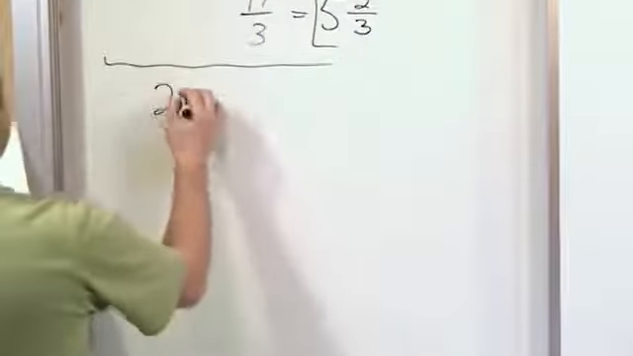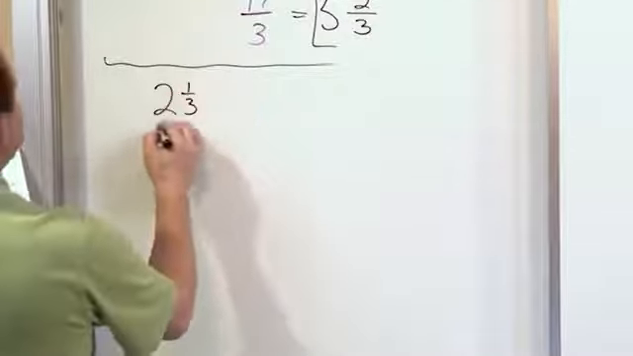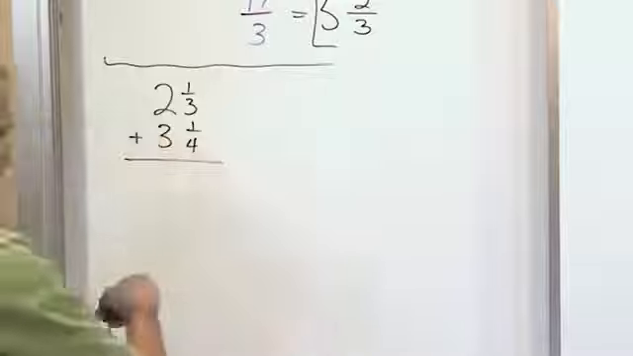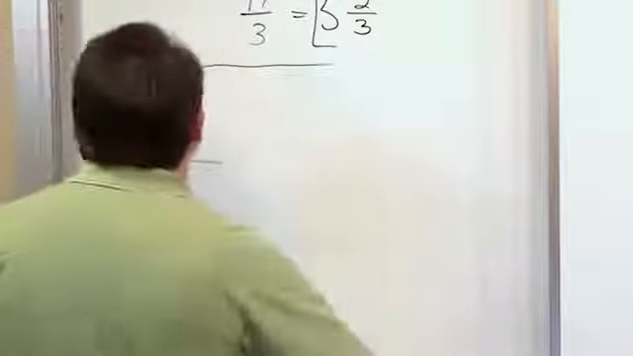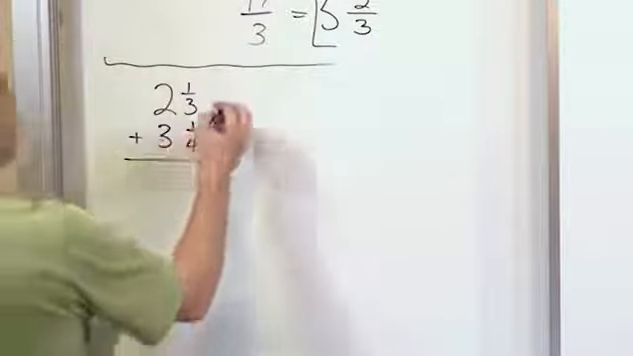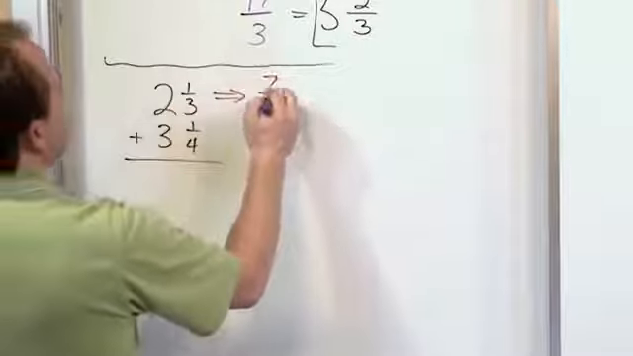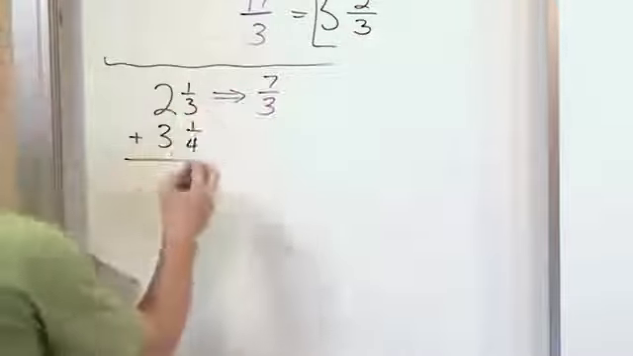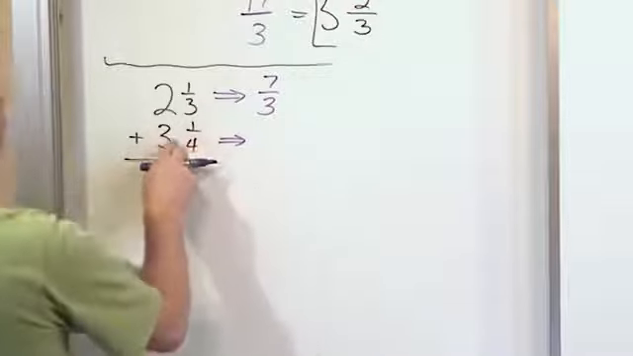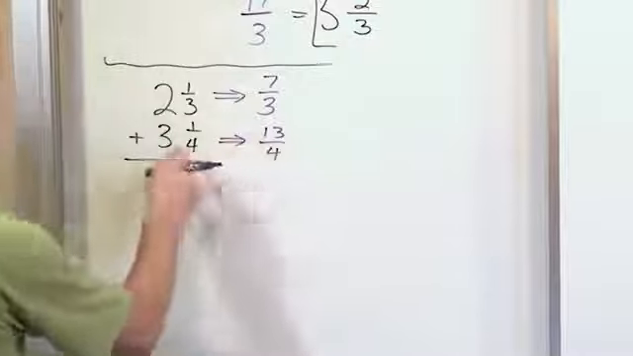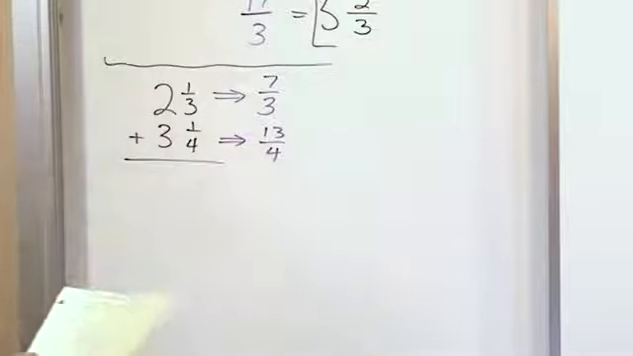What if we have 2 1/3 plus 3 1/4? All right, so in order to do this, we just convert each one of these into improper fractions. 3 times 2 is 6, plus 1 is 7. Write it as 7 over 3, 7/3. This one, 4 times 3 is 12, plus 1 is 13, and you write it over 4 because the original denominator was a 4 there.